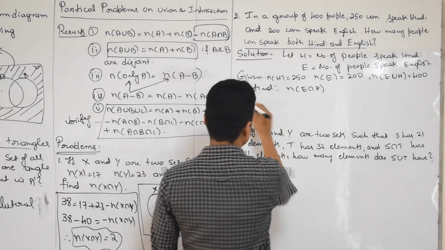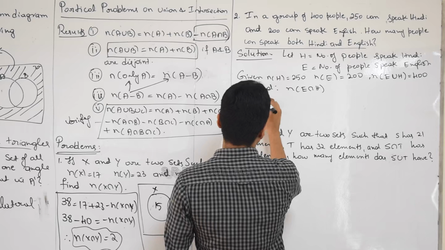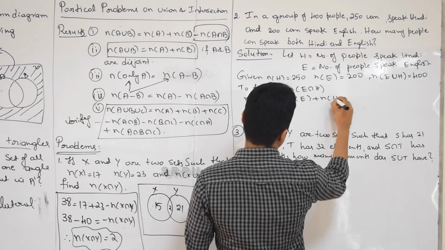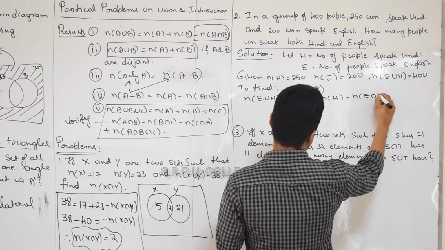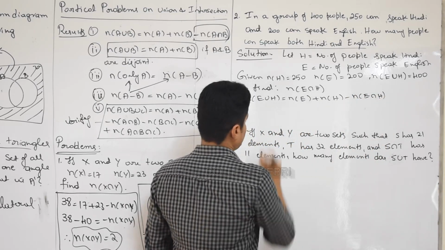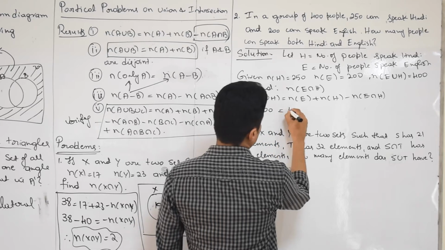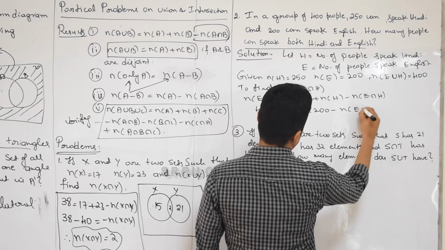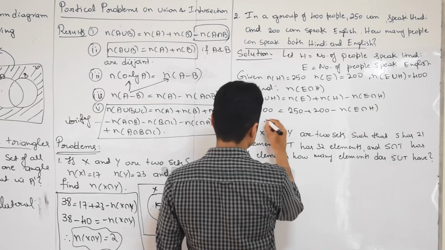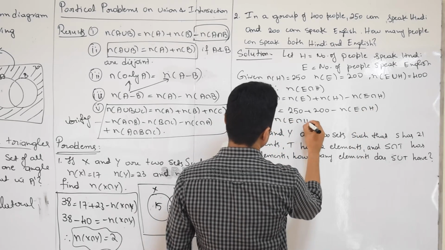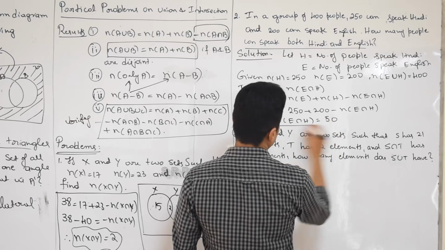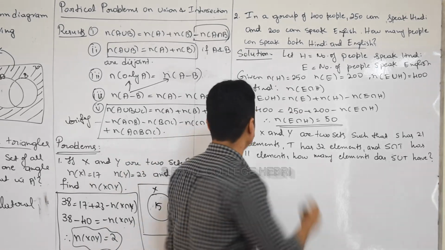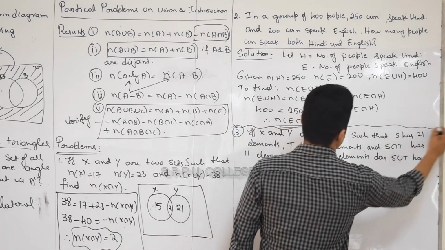So the same formula you are using. n of E union H is equal to n of E plus n of H minus n of E intersection H. So that is 400 equal to 250 plus 200 minus n of E intersection H. So therefore n of E intersection H is equal to 50. So 50 people can speak both Hindi and English. So the answer to the second question is 50 people.